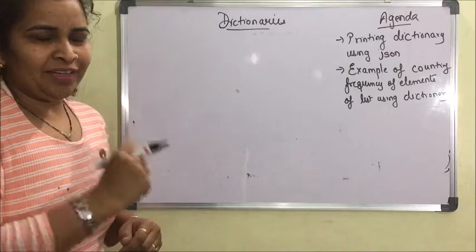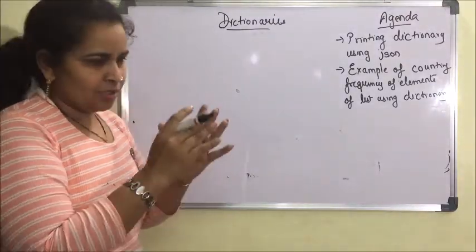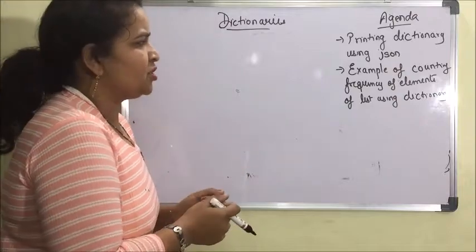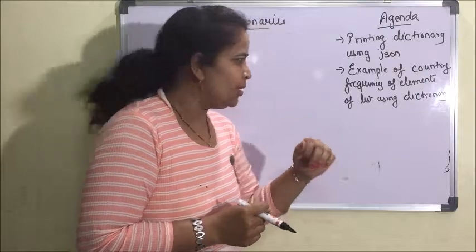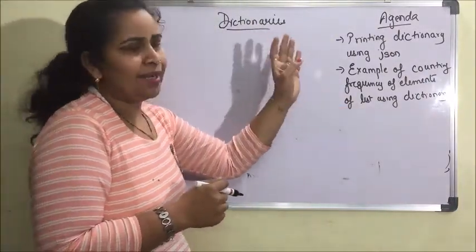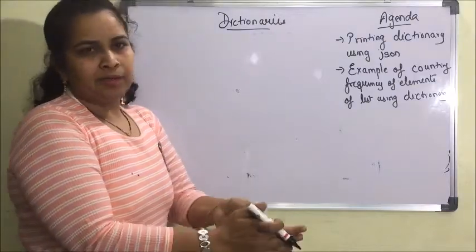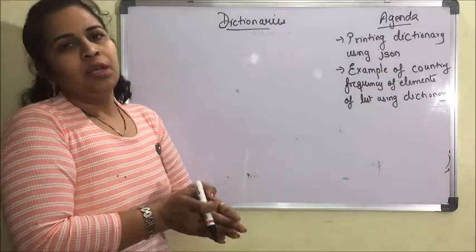So we will move ahead with dictionary now. We already learned how to do dictionary traversal and printing of a dictionary. So we will move ahead with printing a dictionary using JSON, and one more example I'll demonstrate and explain, how we can create a dictionary which will keep the count of the elements of the list.